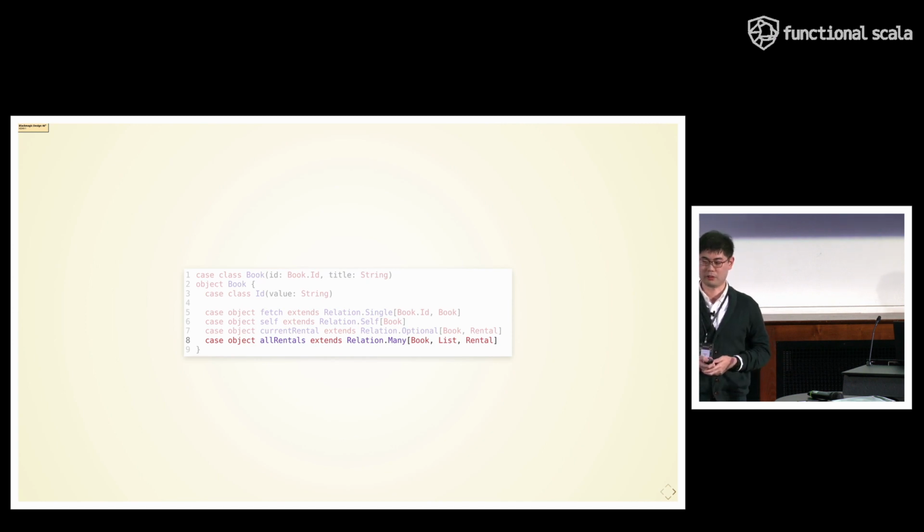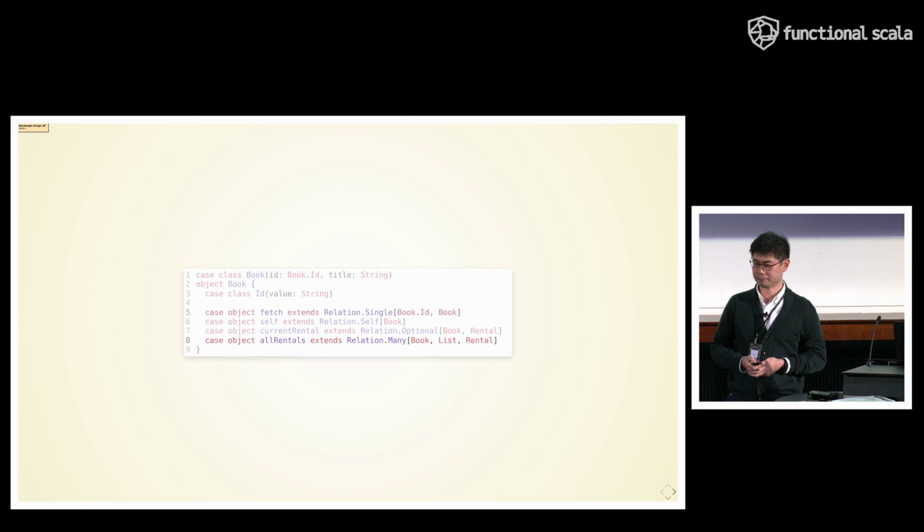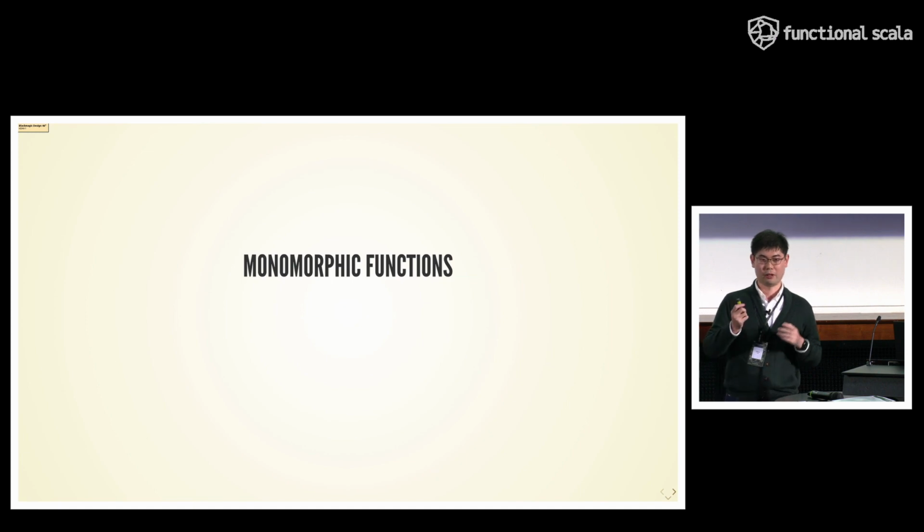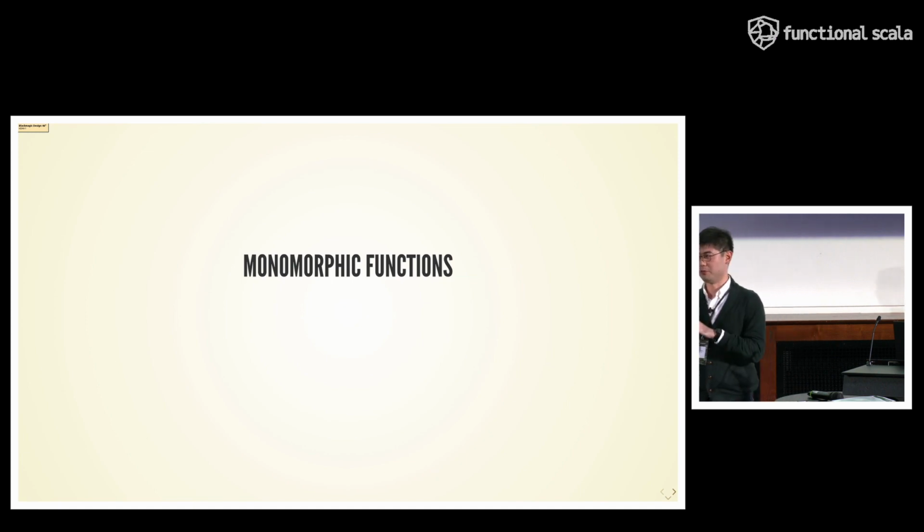Yeah, but it's not supported yet. And same for fetch and self. Not very interesting. So how are they useful? I'm going to sidetrack a little bit and talk about monomorphic functions. And by monomorphic functions here, I refer to functions that don't have type parameters.